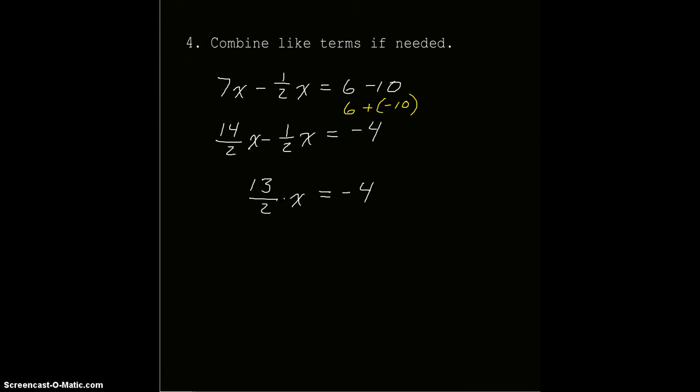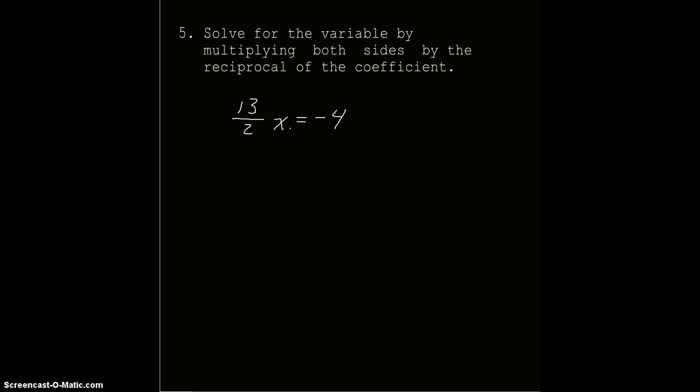Now we need to isolate x. I'm not looking for 13.5 x. I really want just x by itself. So let's try that. 13x over 2 is equal to minus 4. And again, remember I said we're going to multiply by the reciprocal of the coefficient. And our coefficient in front of x, what's our coefficient? Our coefficient right now is 13 over 2. So its reciprocal is going to be 2 over 13.